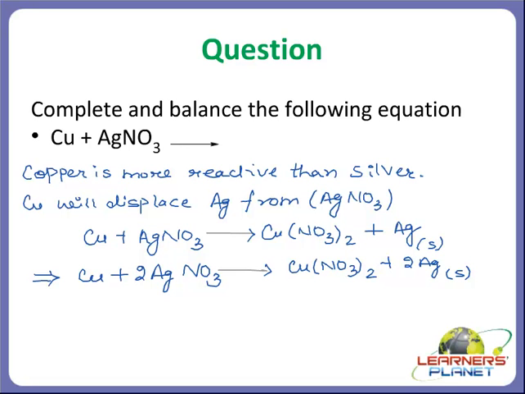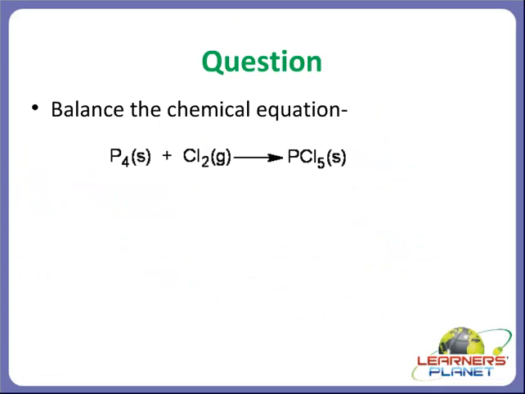Clear? So is our equation balanced now? It is balanced. So this is the way we balance our equations. Every time, children, we have to count the number of atoms of elements on the LHS and the RHS. Right?